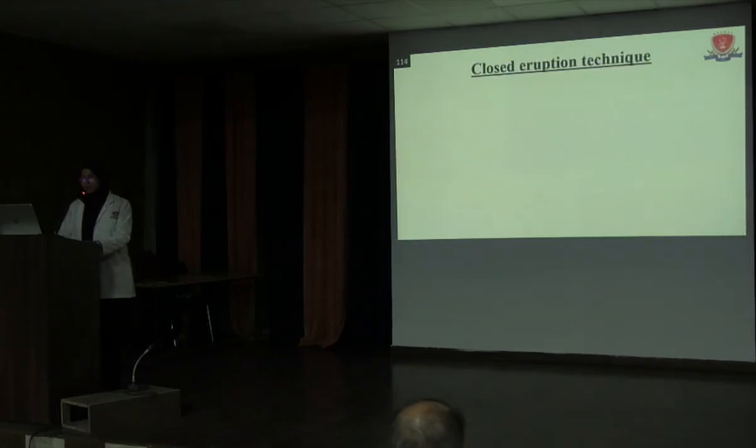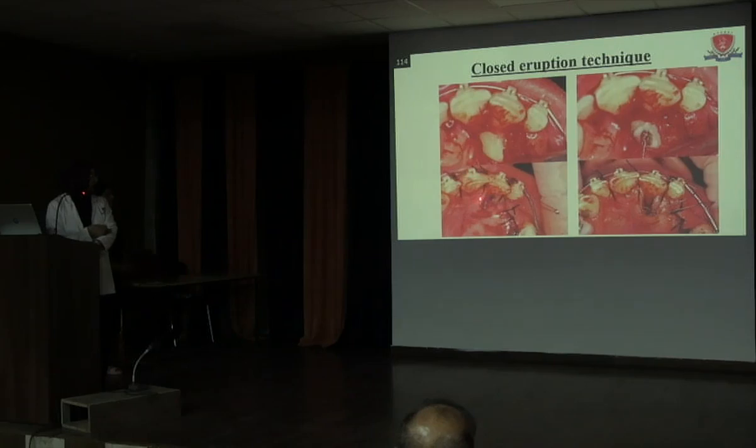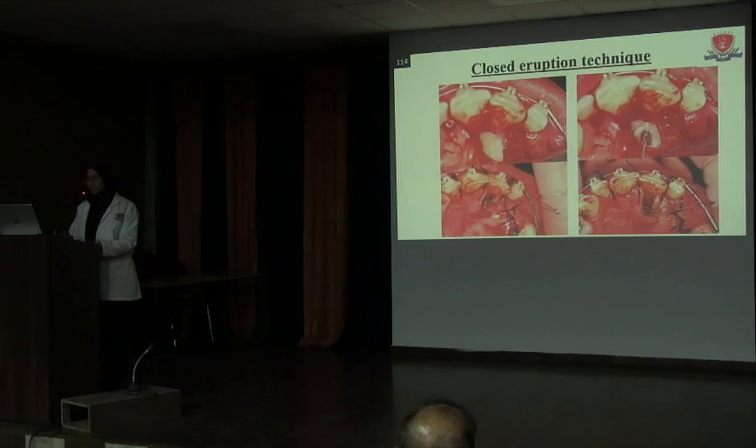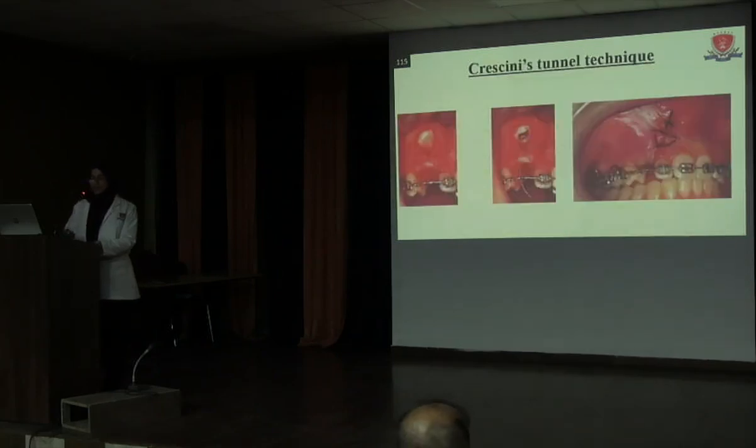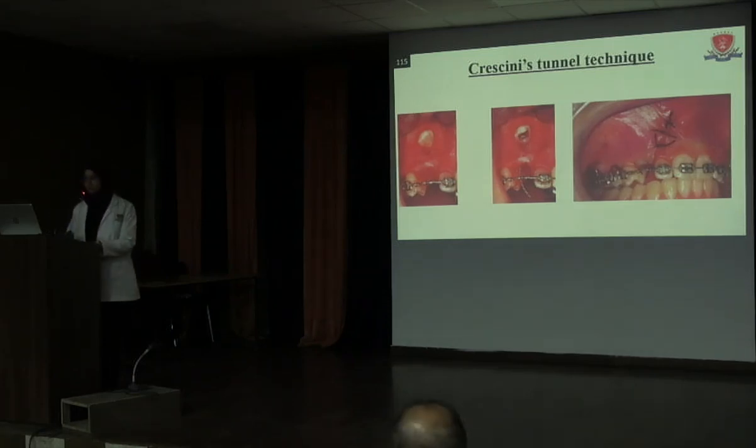In the closed eruption technique, a full thickness flap is raised and the attachment is bonded. Then the flap is sutured back to its former position. As we can see in this case, an auxiliary spring, the Kilroy spring, is being used to track down the impacted teeth. Now the Crescini tunnel technique is a modification of the closed eruption technique. A tunnel is made through the recently extracted deciduous teeth to mimic a natural eruption.